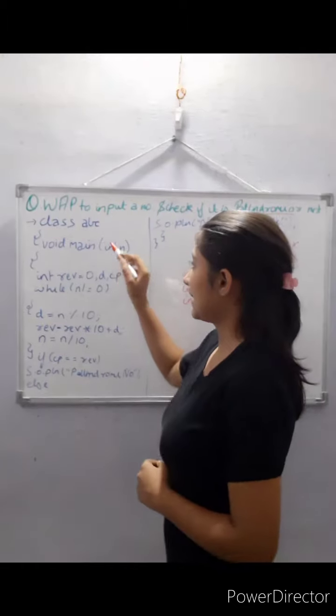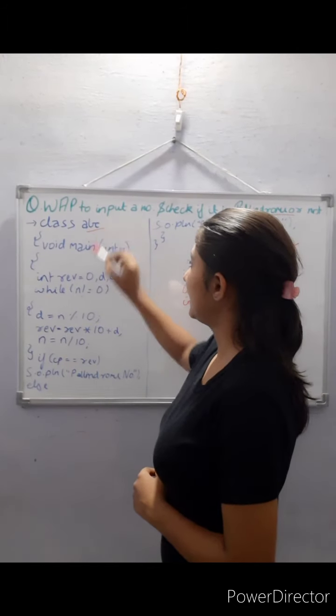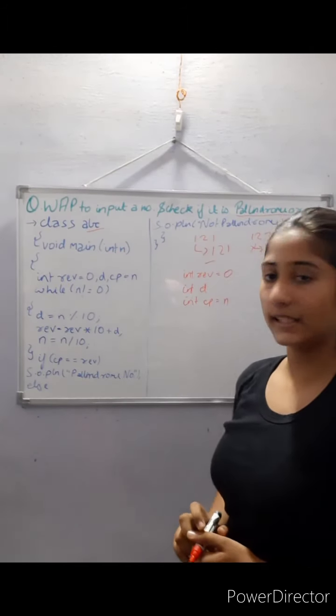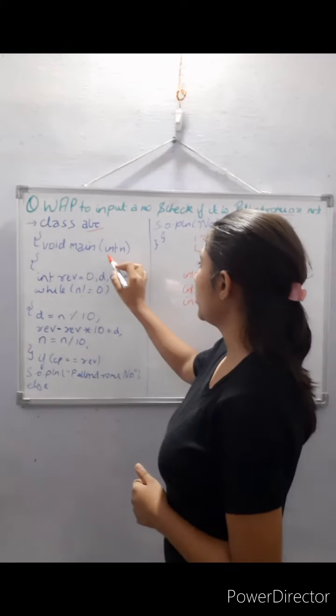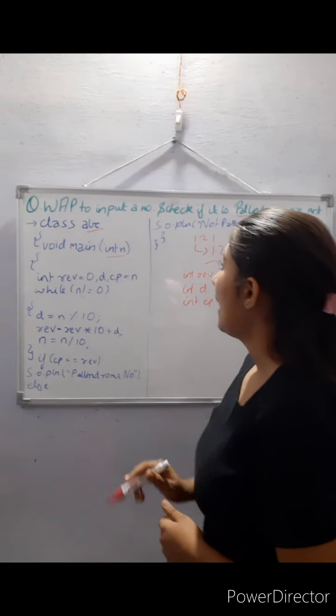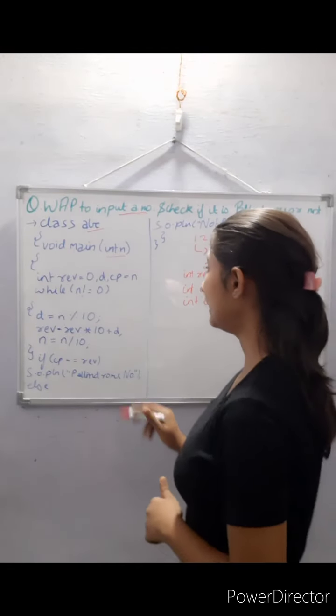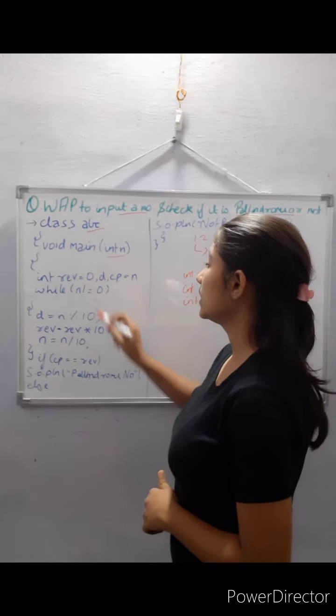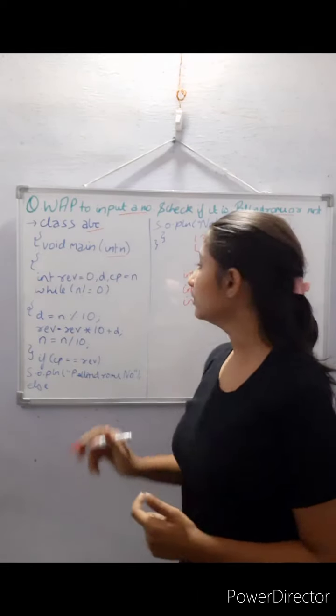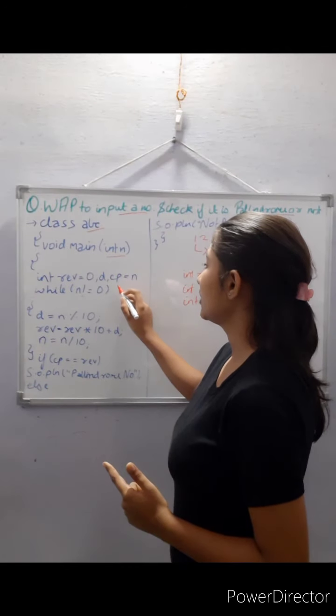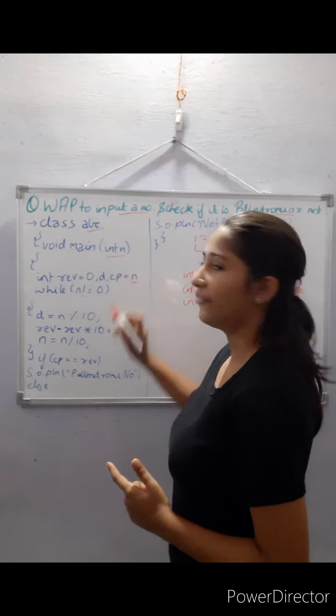Okay, now starting the program, you can take any class name. For example, I've taken class ABC. In void main, we are going to initialize integer n as the question is asking the user to input a number. Then integer reverse is equals to 0 for storing the reversed value, d for extracting the digits, and cp is the copy of n.